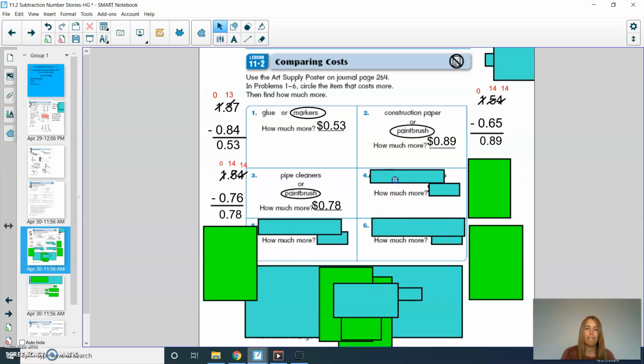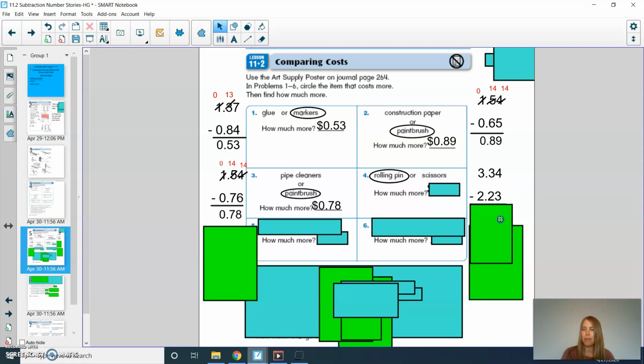For question number 4, I had a rolling pin and scissors. So looking at my prices, I had $3.34 minus $2.23. This is a really nice problem because it's already set up for me. 4 minus 3 I know is 1, 3 minus 2 is also 1, and 3 minus 2 is 1 again. So I have the price $1.11. If I'm going too fast, please pause as often as needed.